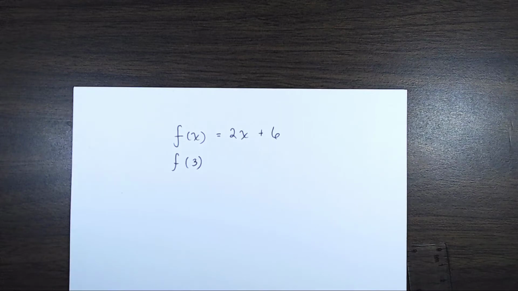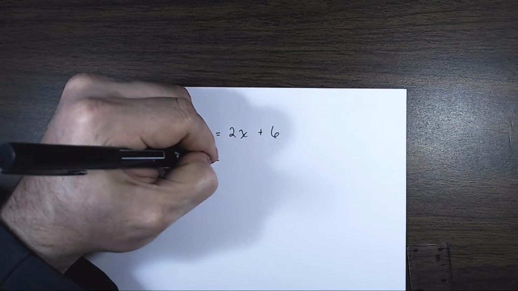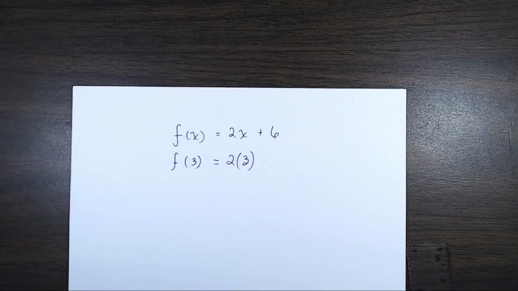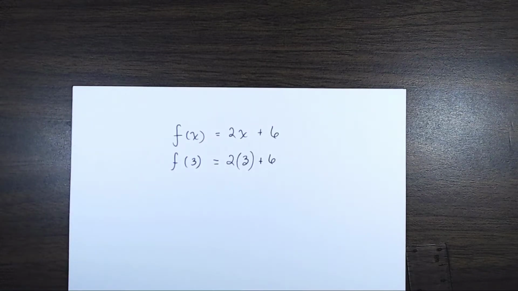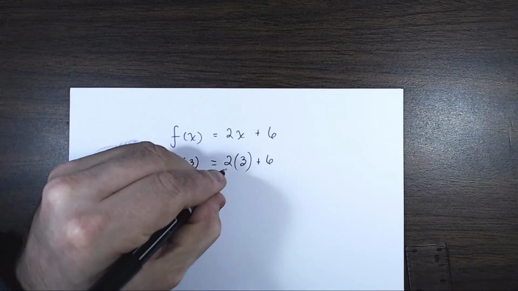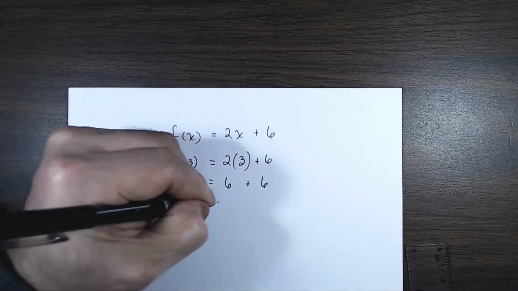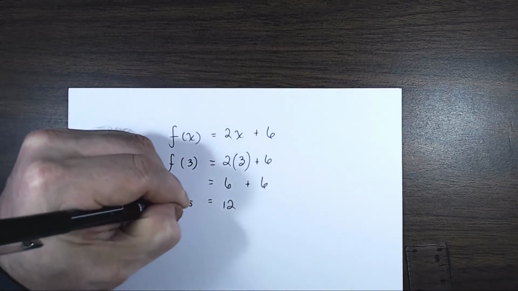Well, f of 3, the way you do it is you put equals, and then wherever you see an x, you just plug in a 3. So 2, and then replace the x with a 3, plus 6. And then you just multiply it out. So this equals 2 times 3 is 6. So you have 6 plus 6, and that equals 12. So f of 3 equals 12.